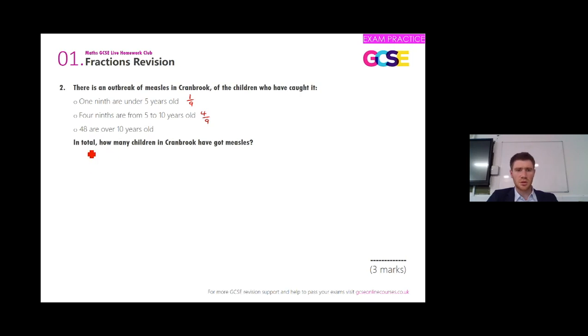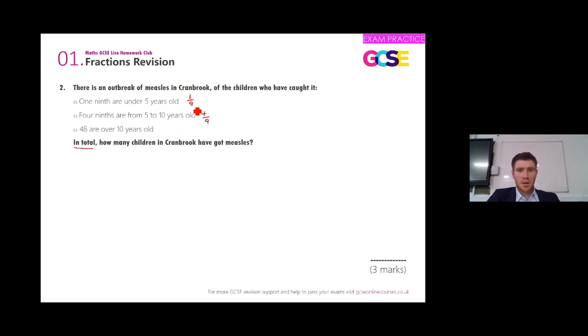In total, how many children in Cranbrook have got measles? Right, well, we know 48 over 10 have it. So this is actually going to be a reverse fraction question, much like one of the ones in the skills check. Okay, we know that 48 children have it, and we want to know what fraction that is of the total. So what fraction of the children are over 10 years old? That's what we want to work out.